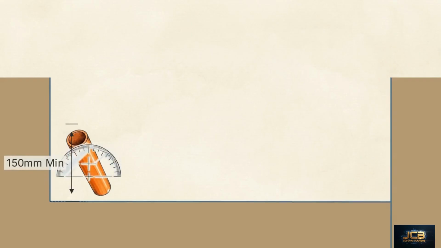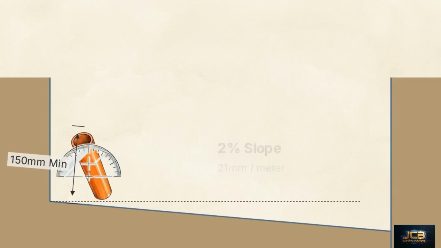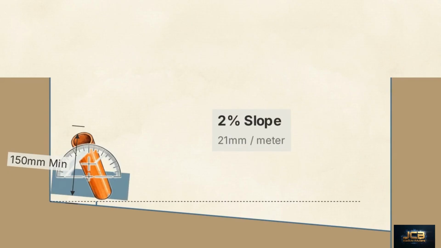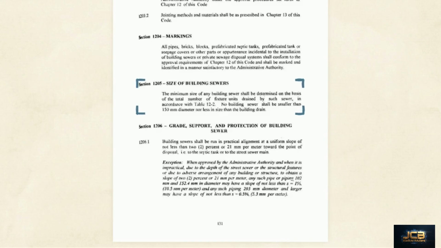Sizing starts with a bedrock minimum. The building sewer must be at least 150 millimeters in diameter and never smaller than the building drain it serves. Gravity flow requires a baseline slope of 2%, or 21 millimeters per meter, directed toward the point of disposal. Section 1205 confirms the sizing minimums, while Section 1206.1 establishes the 2% slope as the baseline for the system.